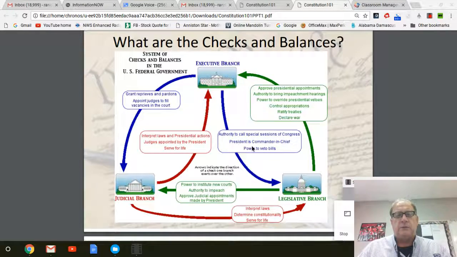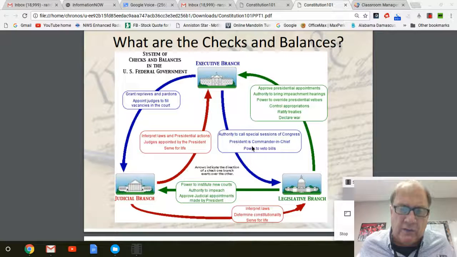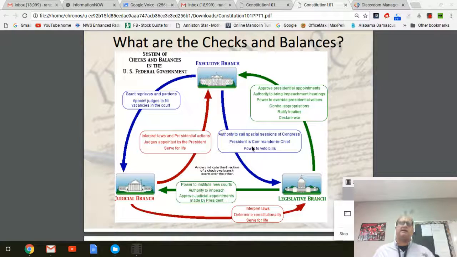What are checks and balances? Checks and balances are basically this system in which the executive, legislative, and judicial branch check each other's power. For instance, Congress, the legislative branch, makes the laws. However, the president, the head of the executive branch, has the power to veto those laws. And let's say that Congress passes a law that everyone must wear blue on Tuesday. The president signs the law that everyone must wear blue on Tuesday.